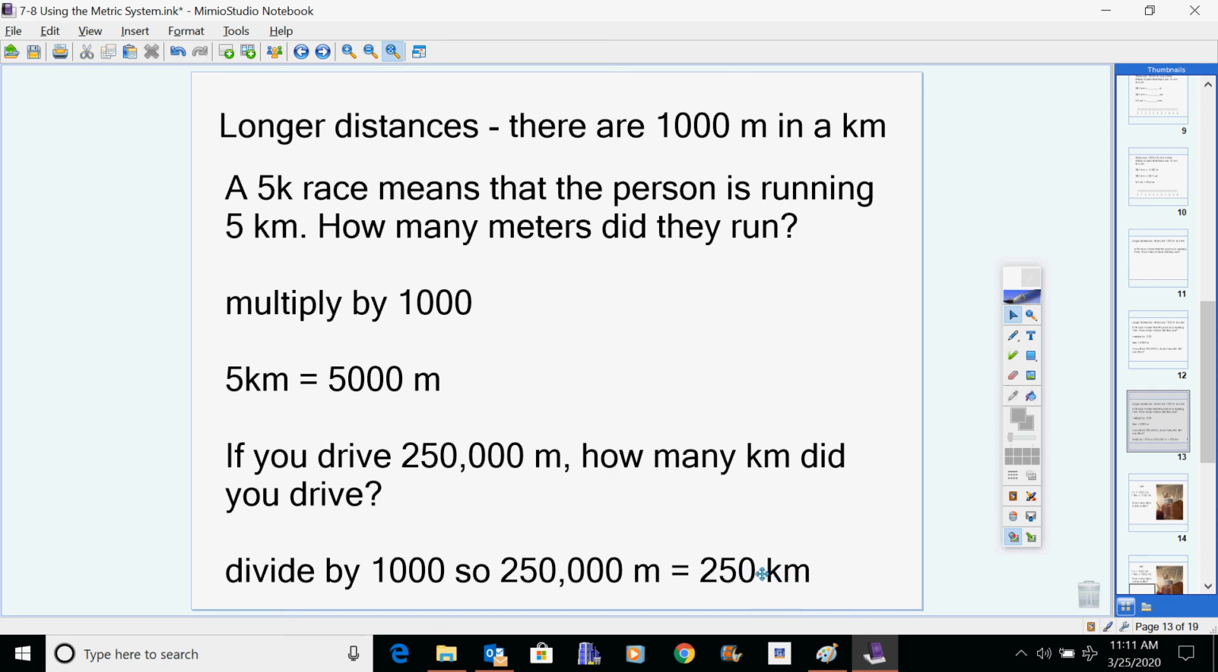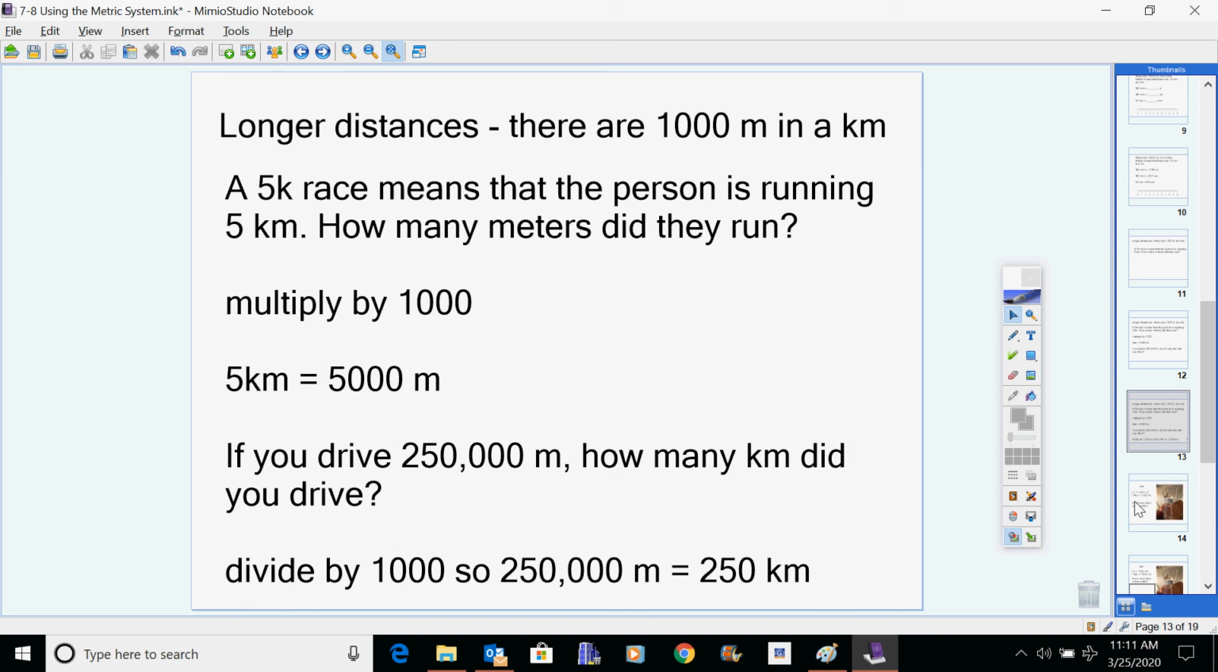Okay, so the kilo prefix means 1,000 meters in 1 kilometer. So you have to always think, what are the smaller units and what are the bigger units to help you figure out whether you're going to multiply or whether you're going to divide.